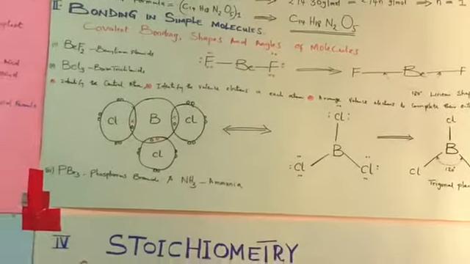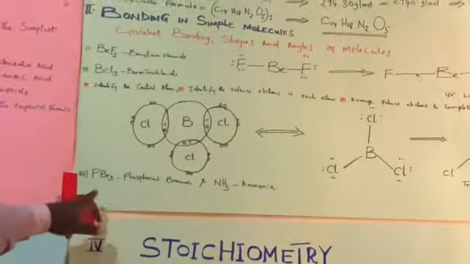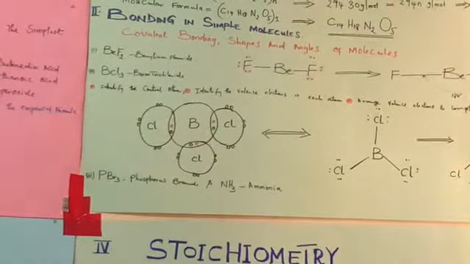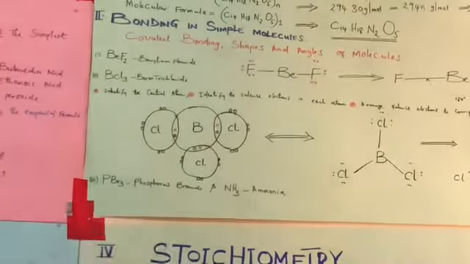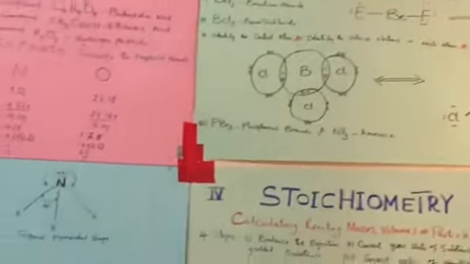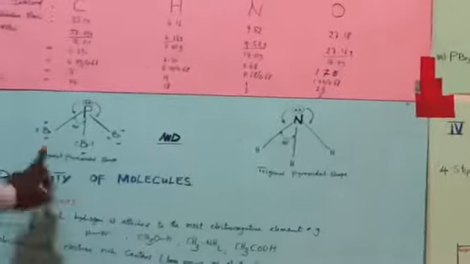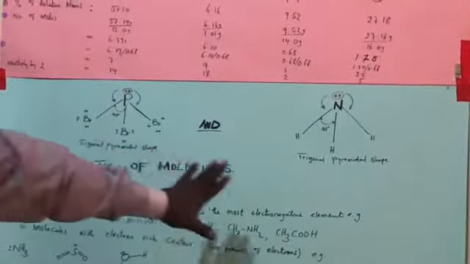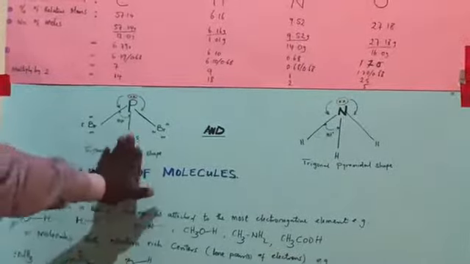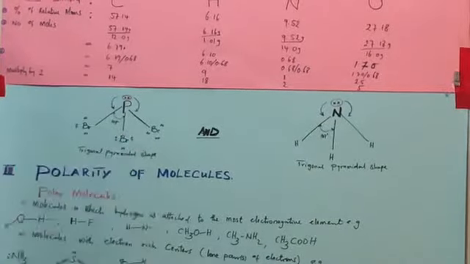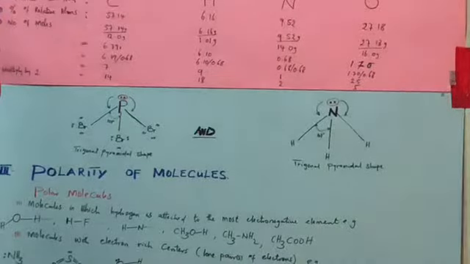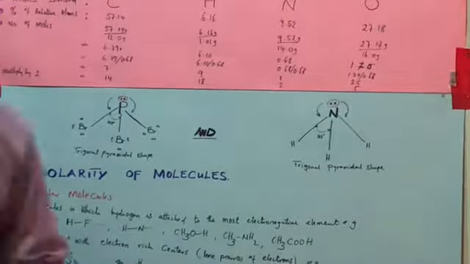Another example is phosphorus bromide and ammonia. These are good examples. Ammonia is different. This is ammonia and this is phosphorus bromide. They are all group 5 elements. Now, they have 5 valence electrons.